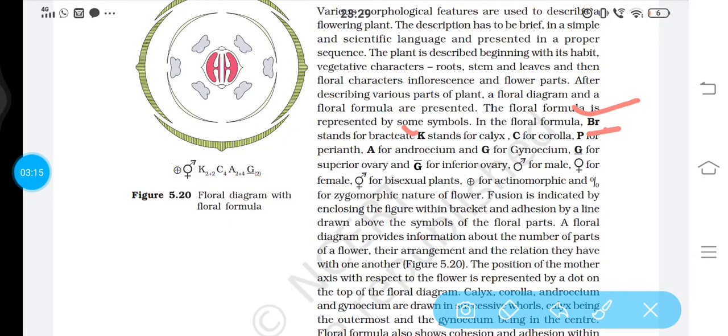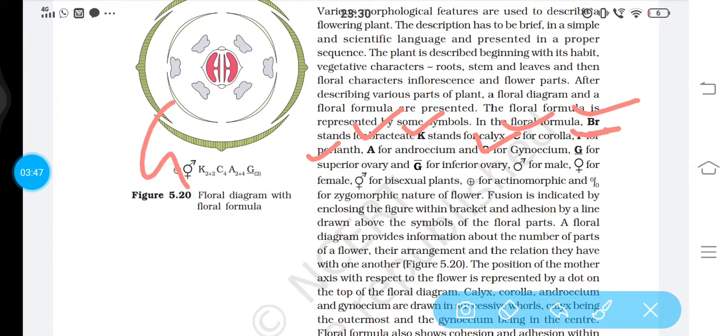Then here K stands for calyx. Calyx means sepals. If sepal is there then we write down K. If it is not there then we are not going to write anything. C is for corolla. P here represents perianth. What is perianth? In certain plants we see that the calyx gets fused with the corolla and it makes a single structure, that is called perianth. A is represented here as androecium, that is the male reproductive part, and G is represented here as the gynoecium or the female reproductive part.